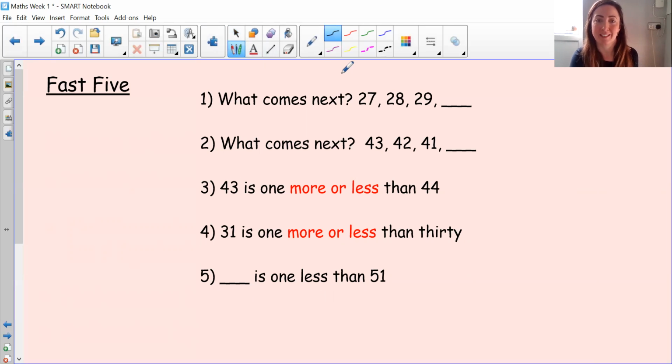Okay, let's go through our answers. So number 1, what comes next? So I'm looking at the numbers in the sequence 27, 28, 29. And I can see that the numbers are getting bigger. We're counting up by 1 each time. So the next number is going to be 30.